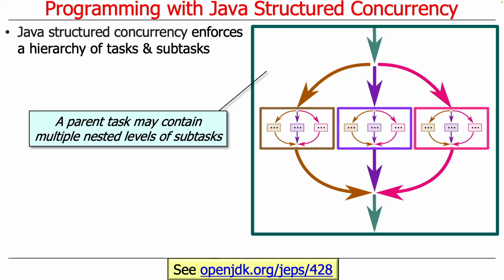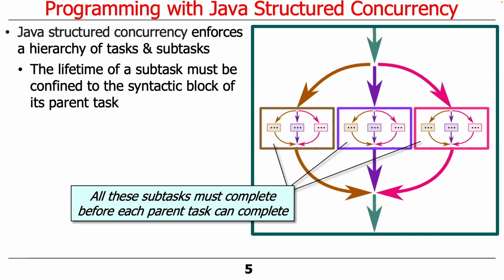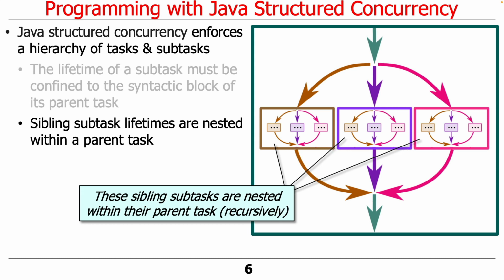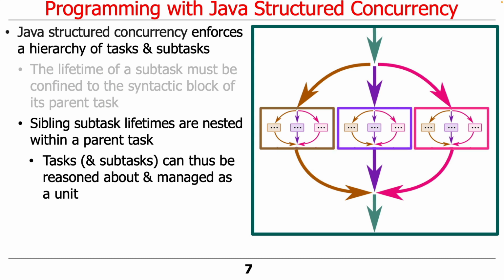As you can see here, we can have an enclosing scope, which could have multiple enclosing subscopes, and each subscope could have a bunch of tasks. So you can nest the concept of structured concurrency to whatever level or depth you deem relevant for your particular set of requirements. Again, the lifetime of a subtask has to be confined to the syntactic block of its parent task, so semantics and syntax come together in a nice, clean, structured way. And sibling subtask lifetimes are nested within the parent task to whatever level you want.